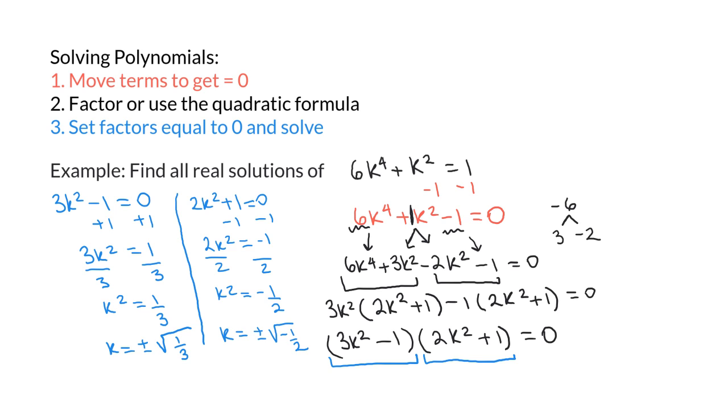However, since this is the square root of a negative, these two solutions are actually imaginary, and this example asks for all real solutions. So these are not real solutions, and our real solutions are here instead. So our solutions are negative square root of 1/3 and positive square root of 1/3.